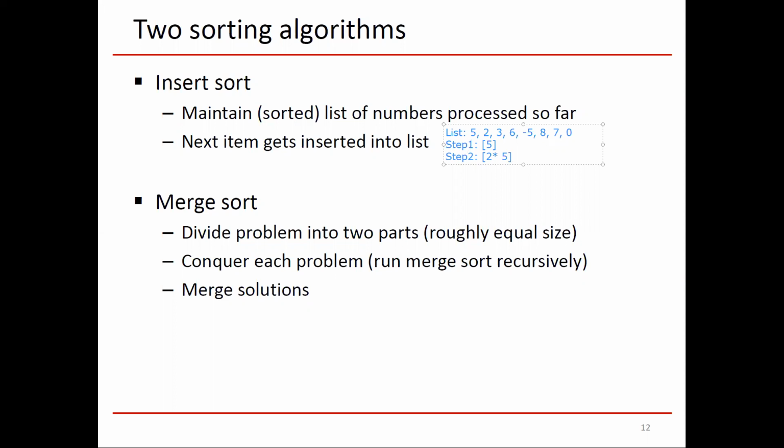2 and 5 are now sorted in my list, and the next number is the 3. So I have 2 and 5, and I'm going to put the 3 between them, okay? Just to keep it simple, I'll double asterisk. And now what about step 4? So I have 2, 3, and 5. The next number is a 6. 6 belongs at the end of the list, after the 5.